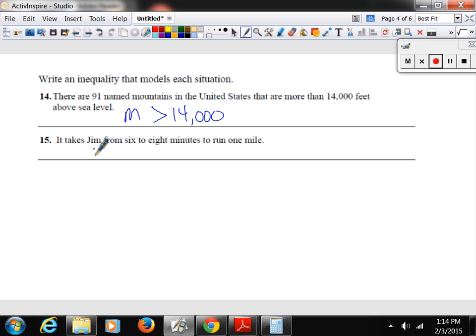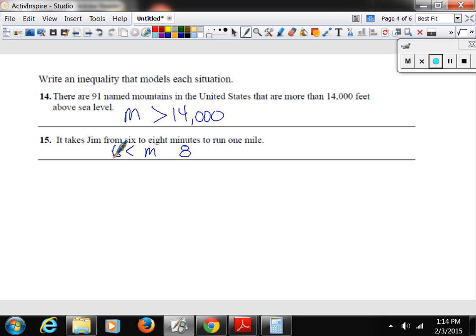It takes Jim from 6 to 8 minutes to run a mile. Somewhere between 6 and 8 minutes to run a mile. So we're going to have the 6 and the 8, right? We'll use M again for mile. And what do you think? It's got to be somewhere between 6 and 8. So is it less than 6 or more than 6? More than. It's more than 6. So it's got to open to the M on that one. The mile's more than 6.